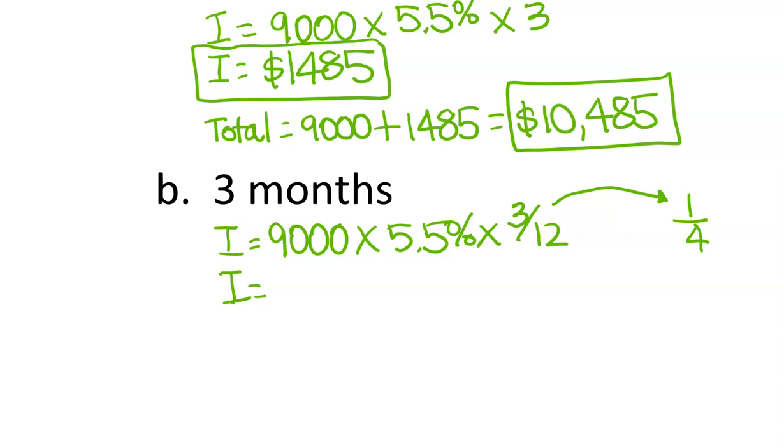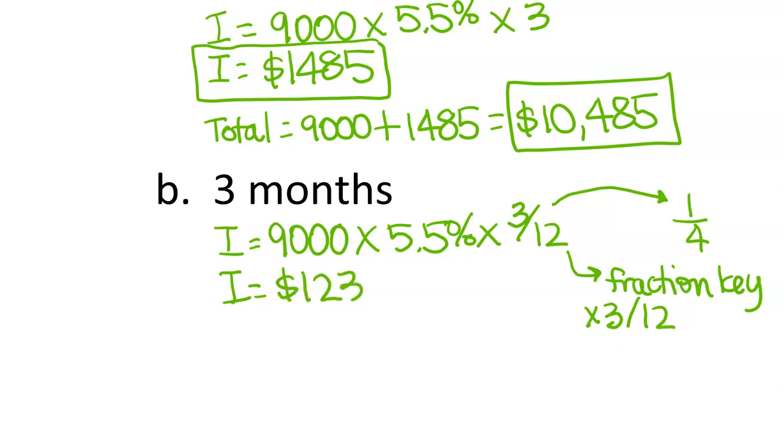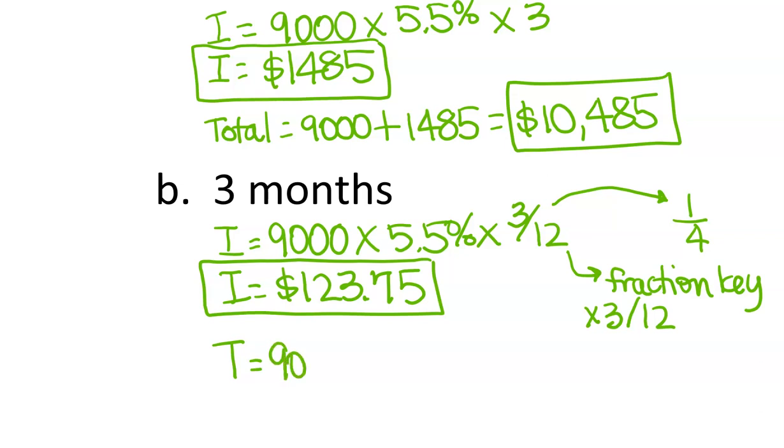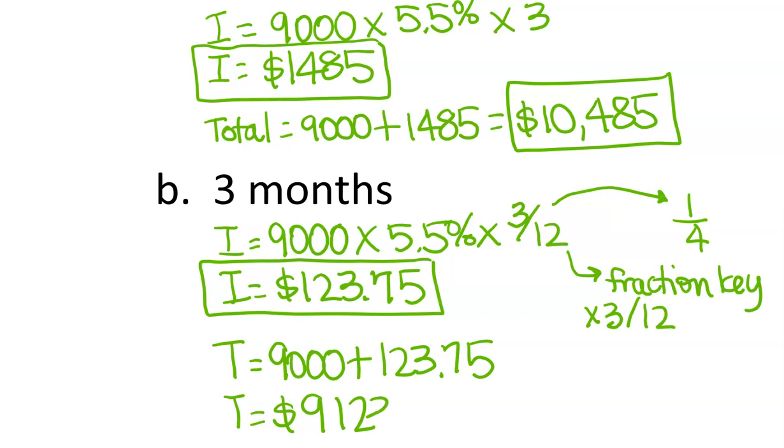Here you can either use the 3/12 as the fraction key on your calculator, or times 3, then divide by 12. Either one works. So we get interest being $123.75. What would the total be? $9,000 plus $123.75. So $9,123.75.